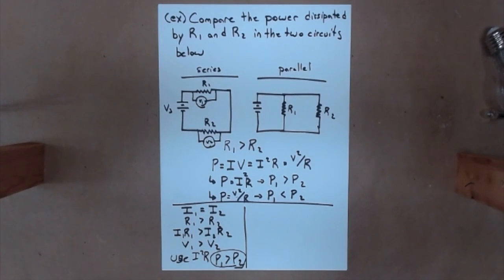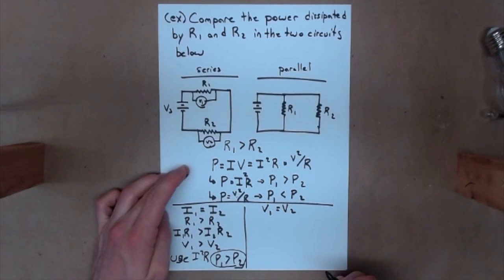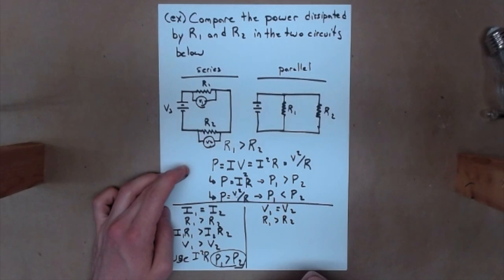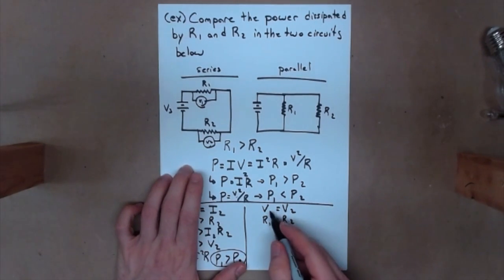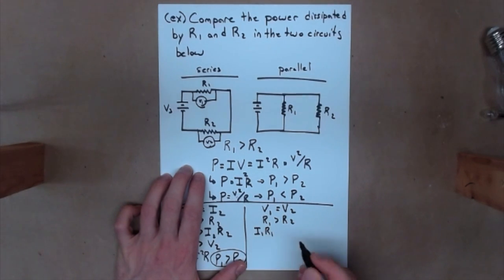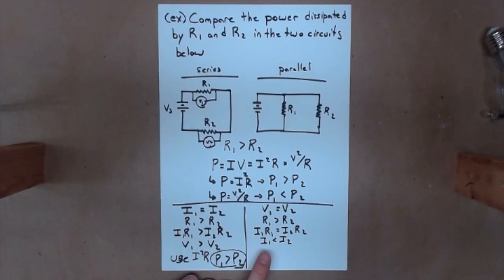Now, if we look at our parallel circuit, let's look at what's the same. We know that V1 equals V2, right? Again, we know that R1 is greater than R2. From V1 equals V2, I can say that I1 R1 is equal to I2 R2. Well, if R1 is greater than R2, I1 needs to be less than I2, which means the current in the two is not the same.